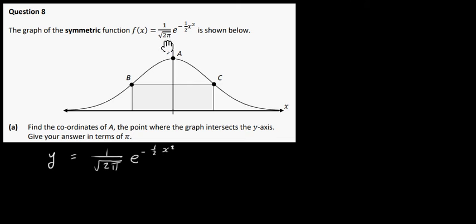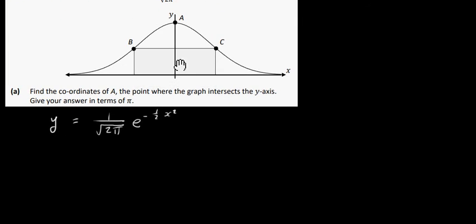F of x is equal to 1 over square root 2 pi e to the power of minus a half x squared. So we have 3 points on this symmetrical function here. We have B, C and A. So first part here, part A, says find the coordinates of A, the point where the graph intersects the y-axis. Give your answer in terms of pi.